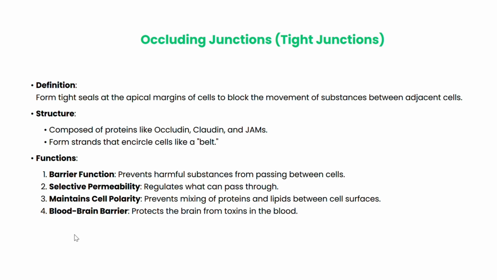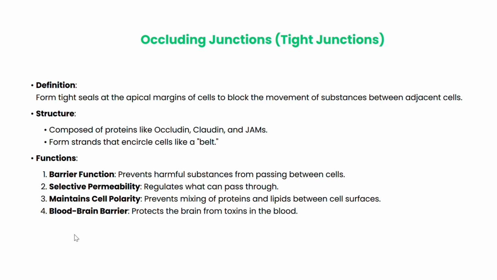Now let's talk about tight junctions, also called Zonula occludens. These junctions are like a seal around cells. They form a barrier at the apical part of the cell, which is the top surface. Their structure is made up of specialized proteins like occludin, claudin, and jams. These proteins come together to form strands that completely encircle the cell, like a belt or a zipper.